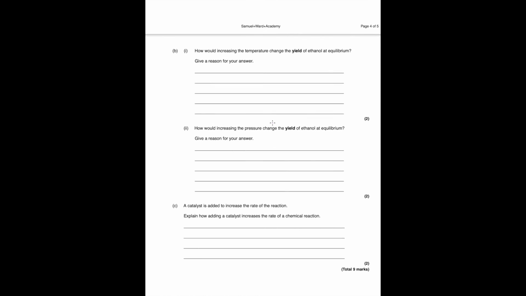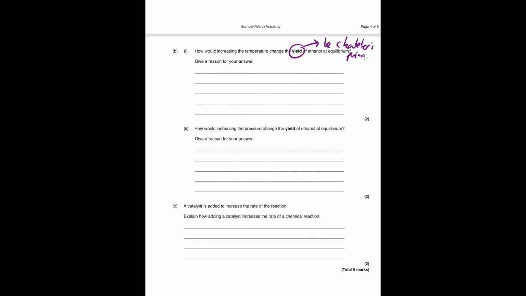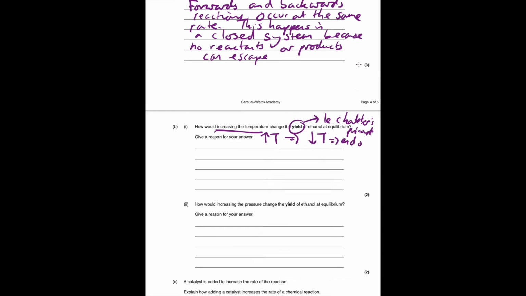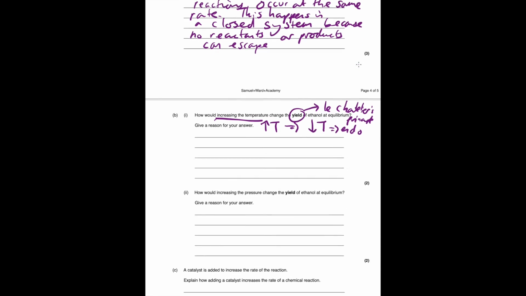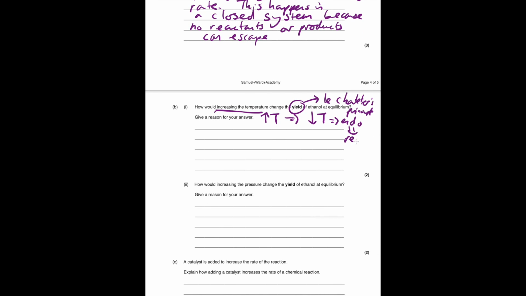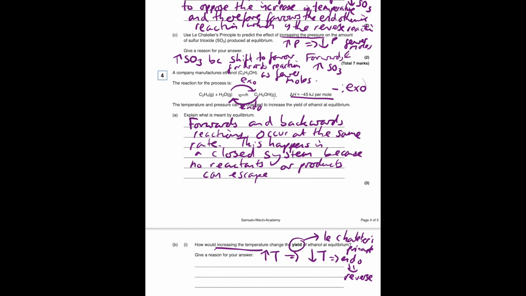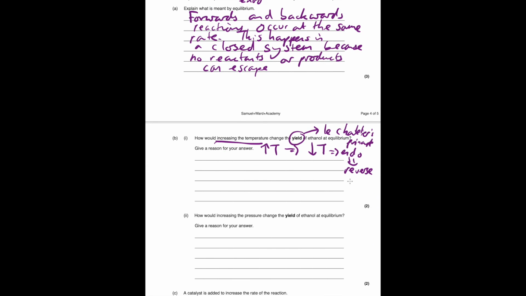Okay, how would increasing temperature change the yield? So whenever we look at yield, we're talking about Le Chatelier's principle. So if we are increasing temperature, then our equilibrium shifts to decrease temperature, and therefore will favour our endothermic reaction, as that will take in energy and lower the temperature. So in this example, our endothermic is our reverse reaction, and therefore our yield of ethanol, our product, is going to decrease.